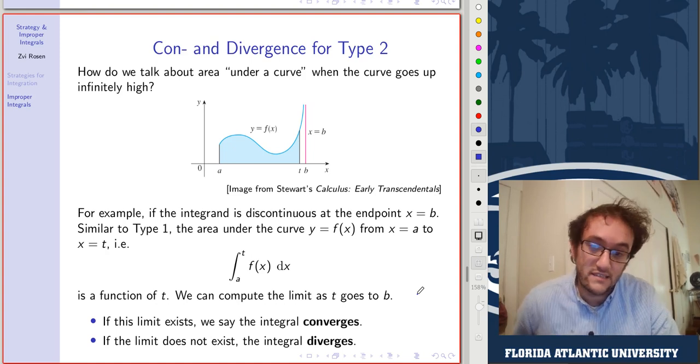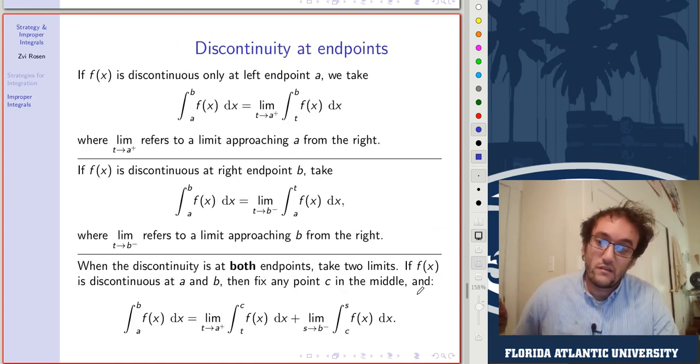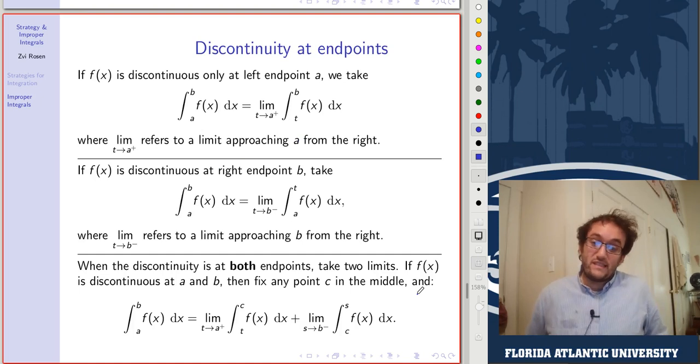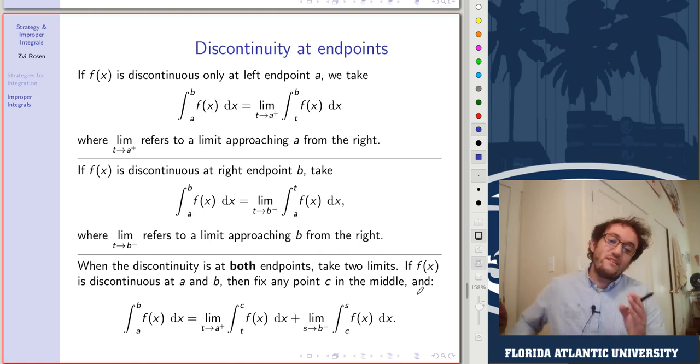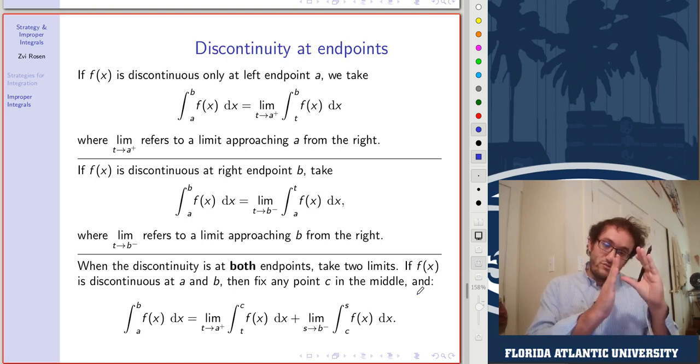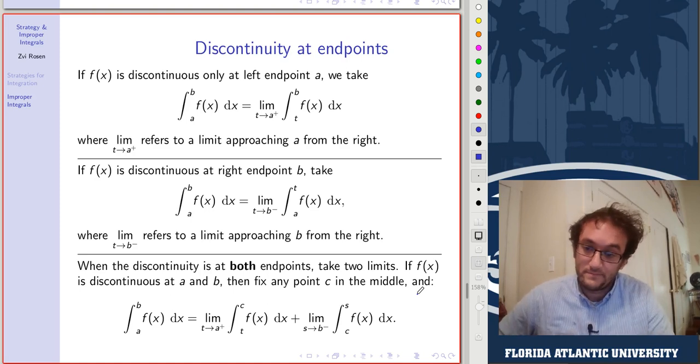There are a couple different cases to consider. Okay, the first is when we're discontinuous at the endpoint. So if f of x is discontinuous only at the left endpoint a, we take the integral from a to b to be given as the limit where t approaches a from the right of the integral from t to b of f of x dx. And the reason it's where t approaches a from the right is because you're computing this integral as you move the left endpoint closer to a.